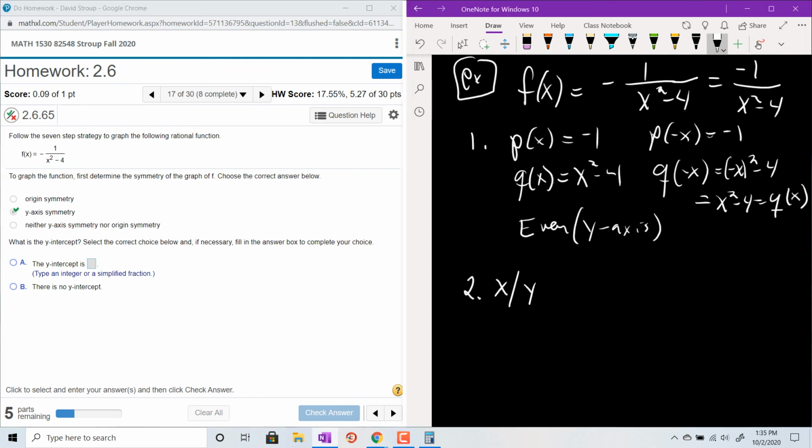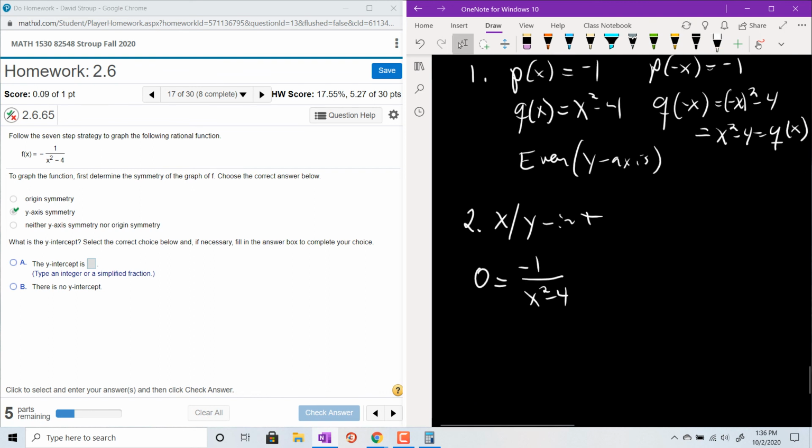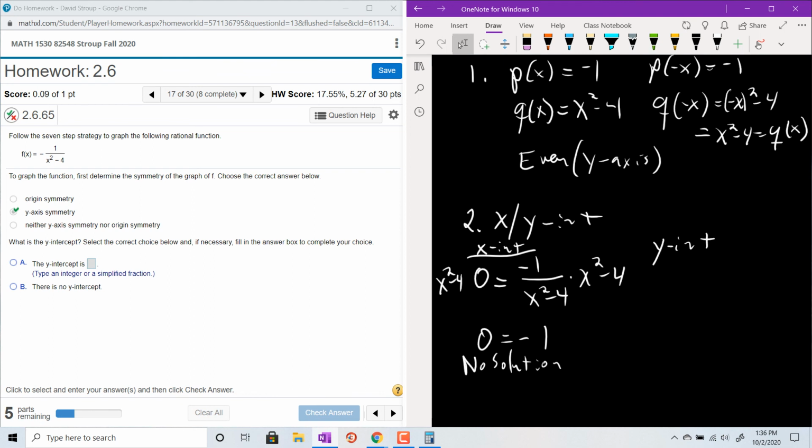I get the x and y intercepts. For the x-intercept, you let y equal 0, so 0 is negative 1 over x squared minus 4. For the x-intercept, it's always just about letting the numerator equal 0, right? So if you multiply both sides by x squared minus 4, you'll get the numerator equaling 0. 0 equals negative 1 is a false statement, which just means there's no solutions, and in this case, there's no x-intercept.